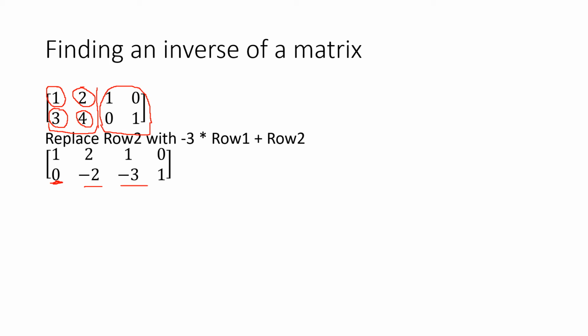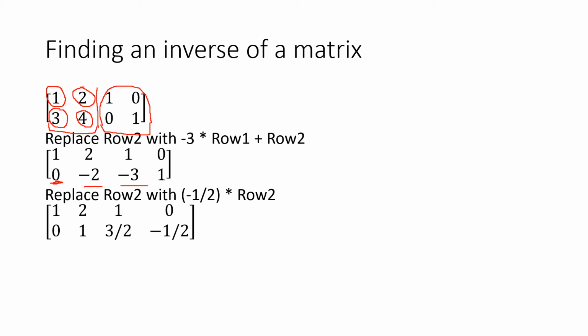So then we want to eliminate or replace the -2 with a 1, and the way to do that is to divide row 2 by -2 and replace that entire row then by multiplying by -1/2. All right, so at this point, we have the 1 and the 0 in the first column, and we have the 1 in the appropriate entry in the second column. And now we need to eliminate that 2 that's here. And so we're going to replace row 1 with -2 times row 2 plus row 1.